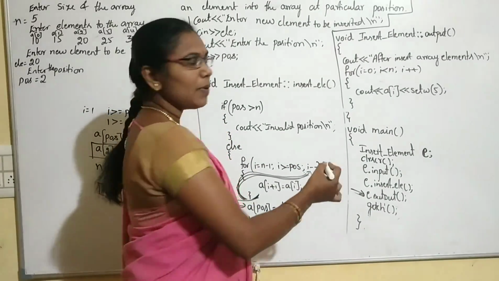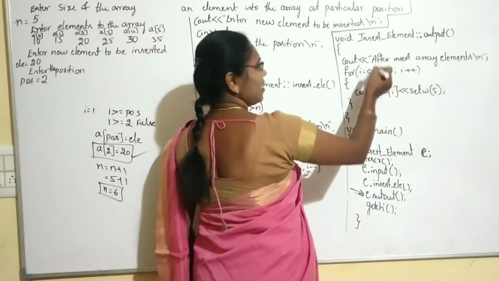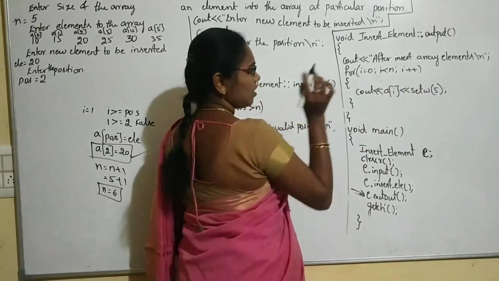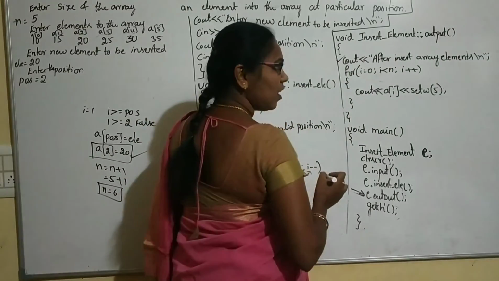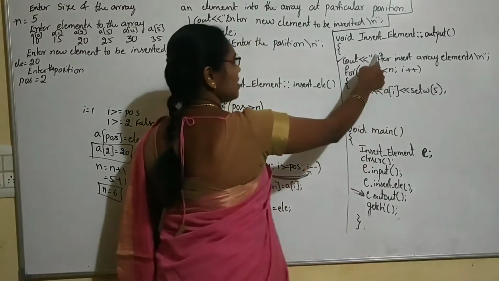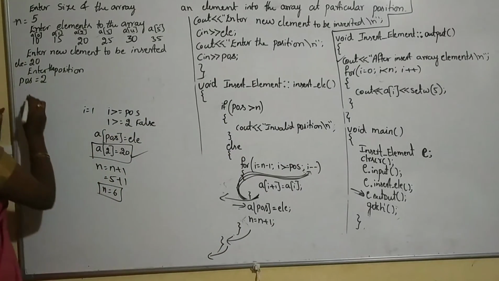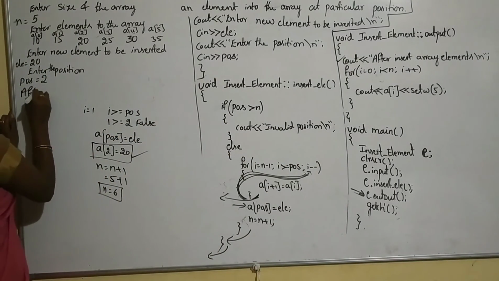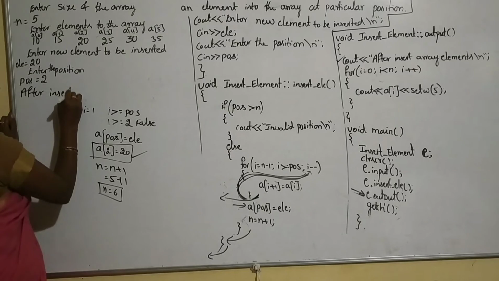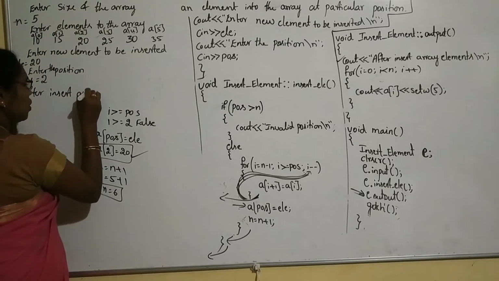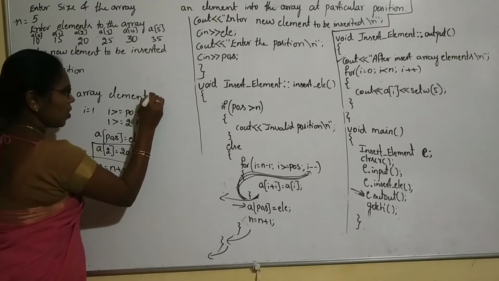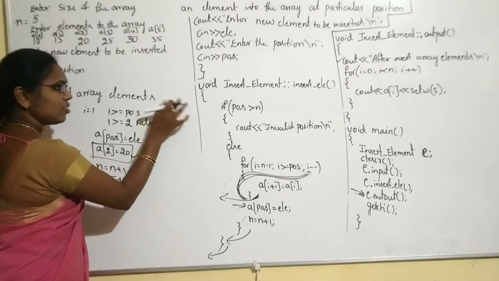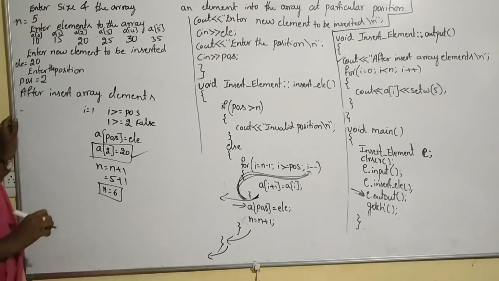So, the control is transferred to the output function. Here, the output function statements start execution. What is the first statement we have written in the output function? The first statement is "after insert array elements", and with the slash n, the cursor goes to the new line.